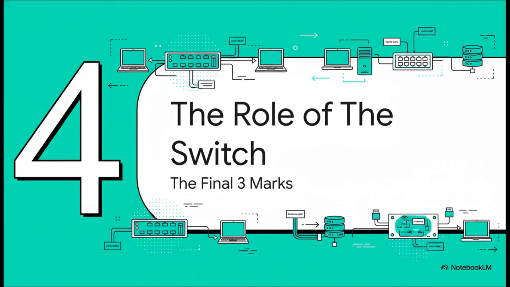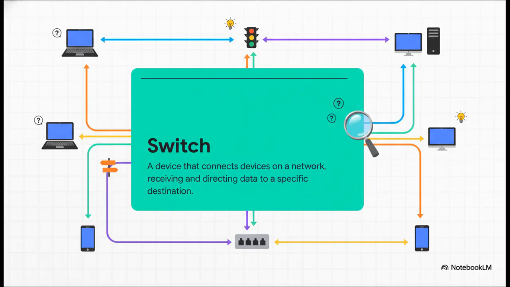Okay, let's lock in those final 3 marks. This last part of the question is all about describing the job of that switch in the middle of our network. So before we dive into its role, let's just quickly remember what a switch actually is. The easiest way to think about it is like an intelligent traffic cop for the network. It's not just shouting data out to everyone, it's smart. It knows exactly where each piece of information needs to go.